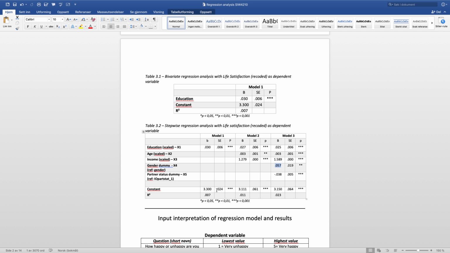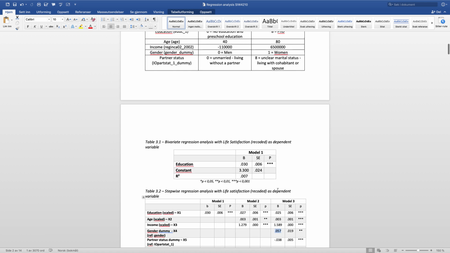As I said to many of you, the constant in this model can be interpreted substantially because zero is a valid value on education, and on income as it's measured. But age is not a valid value because it starts at 40. So if you were going to interpret this substantially, you would have to recode 40 to 0, 41 to 1, 42 to 2, and so on, to be able to interpret the constant in a meaningful way, and the same in this model.